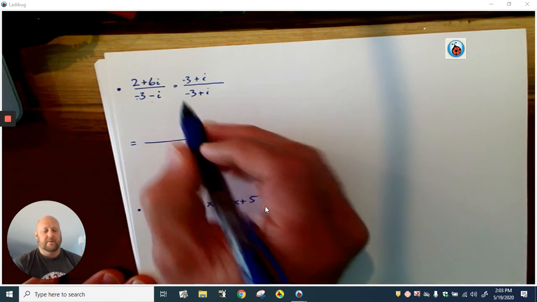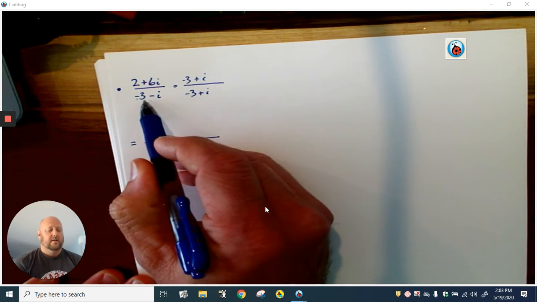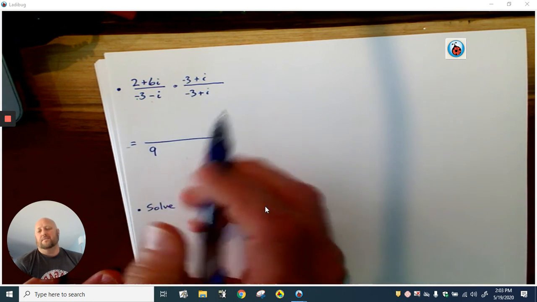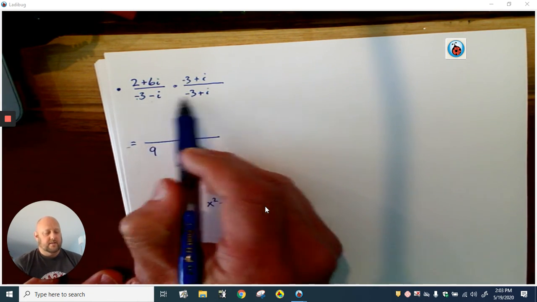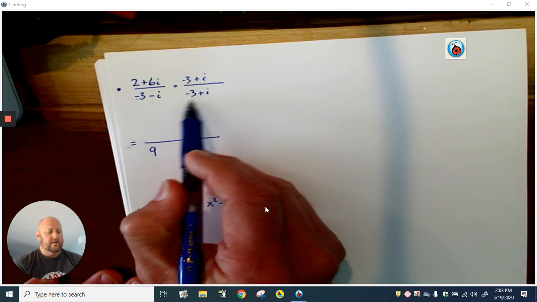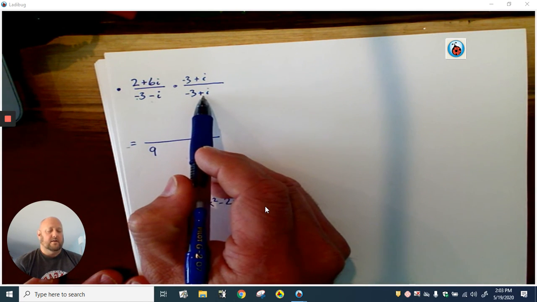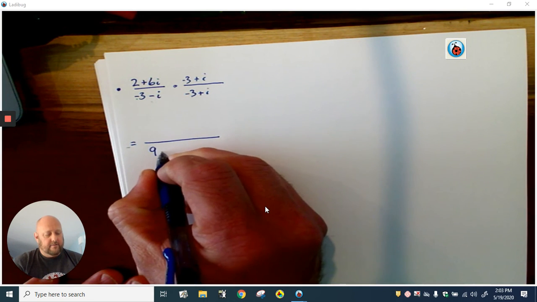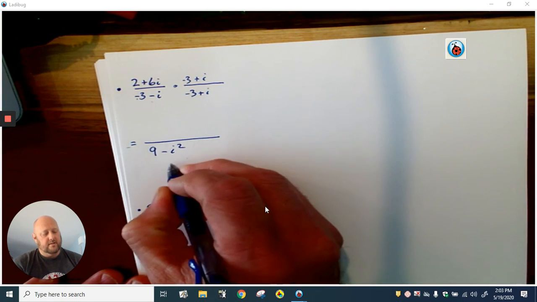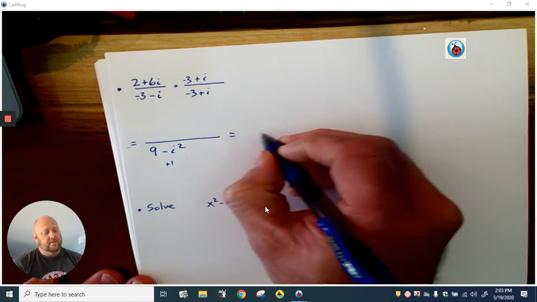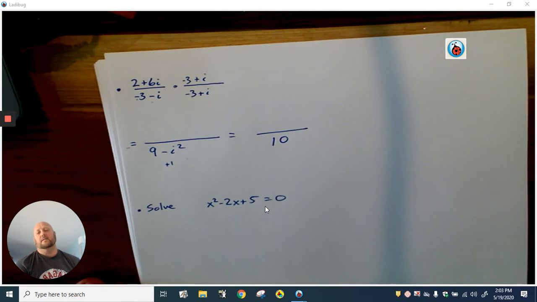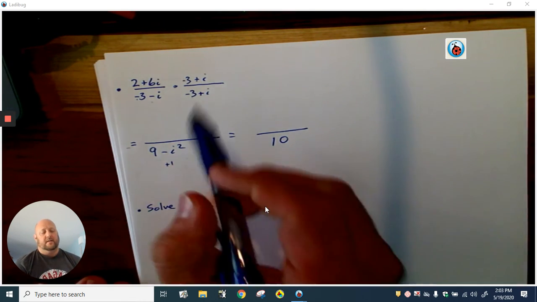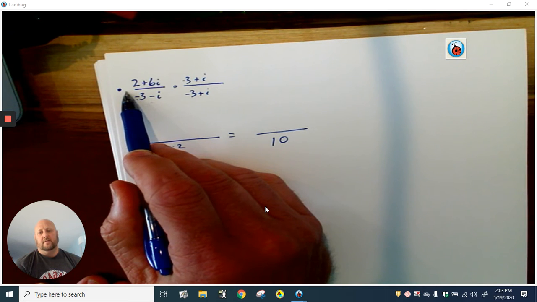Negative 3 times negative 3 would be positive 9. My middle terms are always going to cancel. I really don't even have to worry about it because I did that on purpose. And then I end up with negative i times positive i, which would be negative i squared, or the same thing as plus 1. So again, I'm going to get 10 in my denominator. Now all I have to do is FOIL out that top.